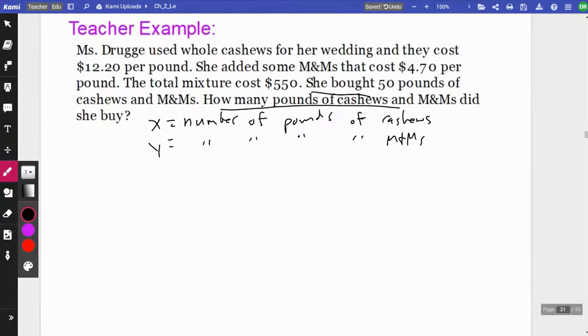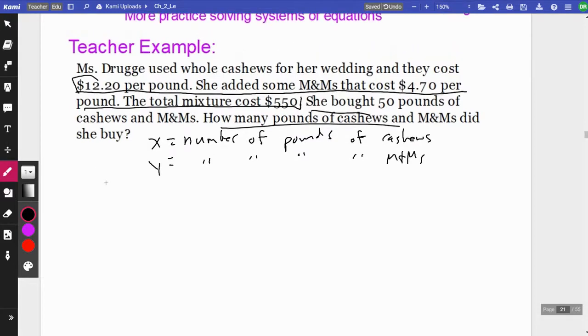All right, so we need to try and set up a system. We know what our variables are going to be. And we know that the price per pound of cashews is $12.20, and the price per pound of M&Ms is $4.70, and they add up to $5.50. So we know that there's going to be an addition involved because we're combining them together. So $12.20 times the amount of pounds of cashews, that represents the part of the $5.50 that's just from the cost of cashews, and then $4.70 times the amount of pounds of M&Ms.